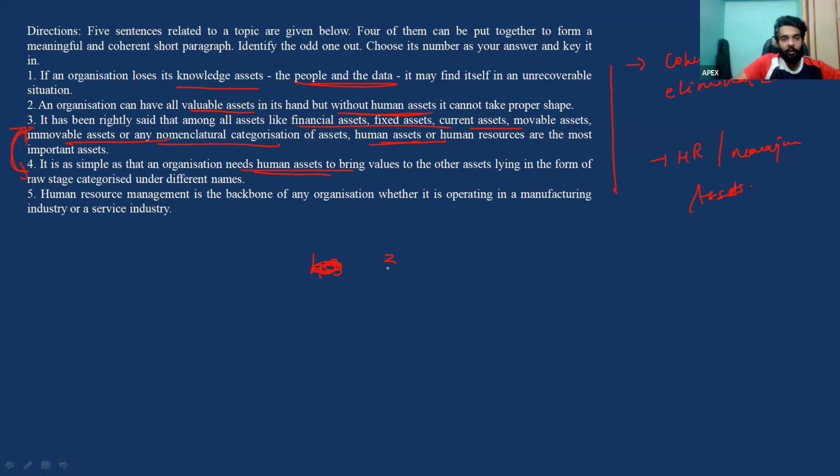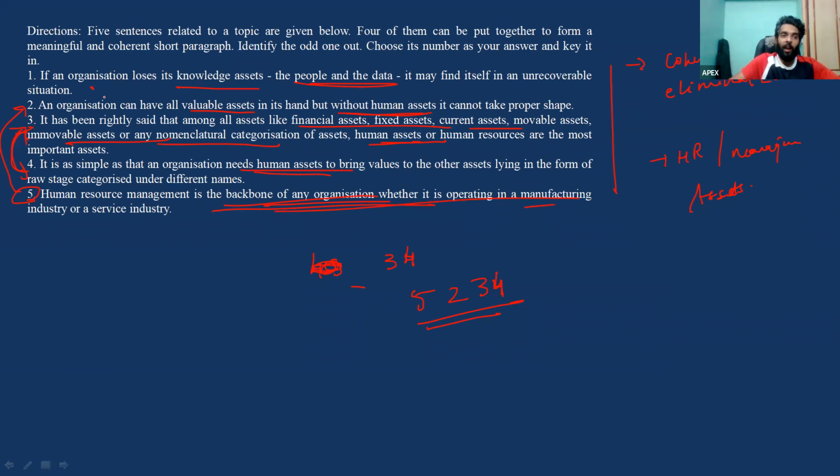Or sorry, 3 and then 4, because you have things which are different categories and then we are saying they're cast, they're in different names. What about this? Human resource management is the backbone of any organization, whether it's operating. Okay, so now we can say that 5 is linked with 2. So it'll definitely be 5, 2, 3 and 4 when we're looking at coherence, because the 5 talks about backbone of any organization and whatever industry it is.